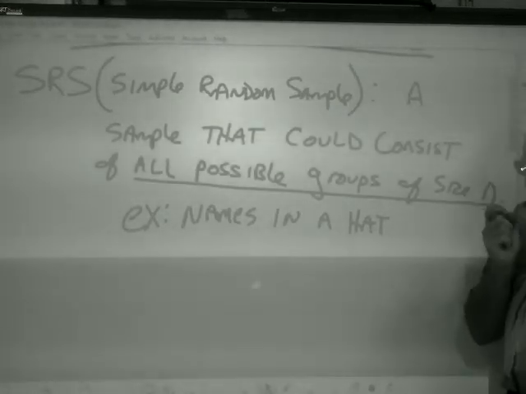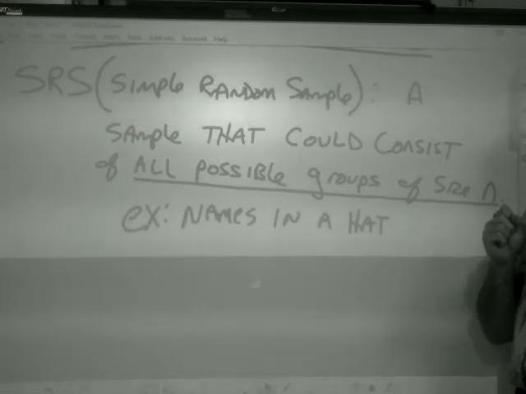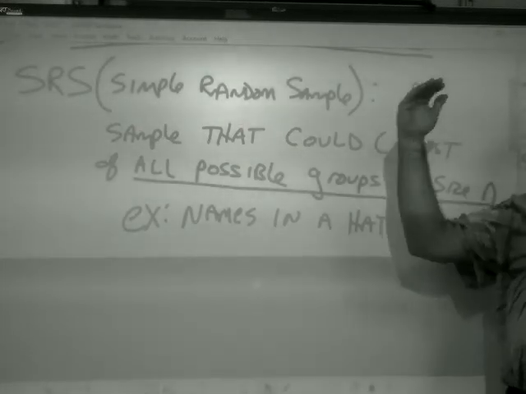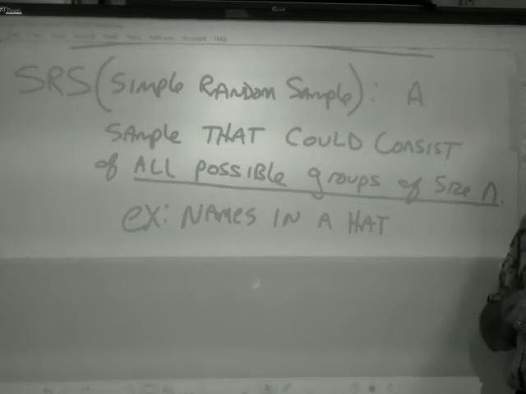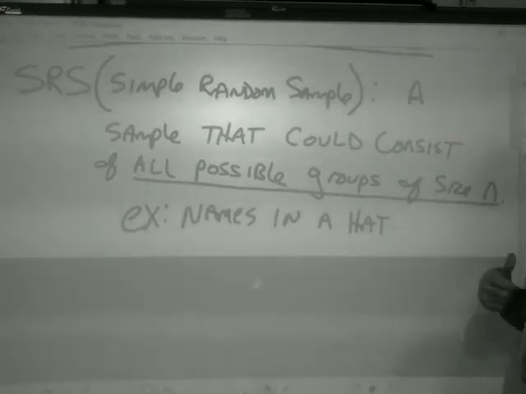You see a lot with computer-generated lists. Everyone gets a number, and a computer randomly selects people off of that list using the numbers that they have.